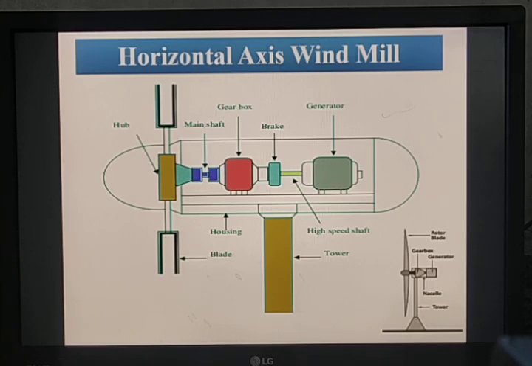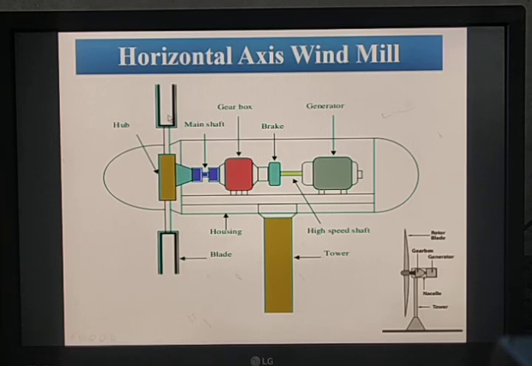Generally, wind is caused by pressure gradients, and the wind is converted into kinetic energy. That kinetic energy is converted into mechanical energy, and further, that mechanical energy is converted into electrical energy. The kinetic energy in the windmill is half rho A V cubed, where A is the area, rho is the density of air, and V is the wind velocity.